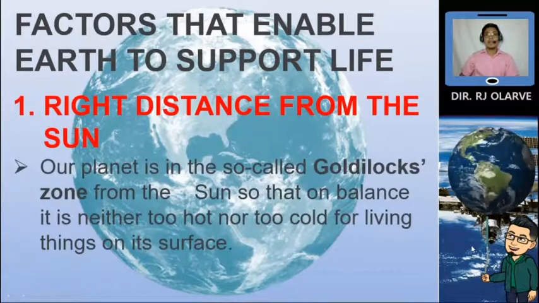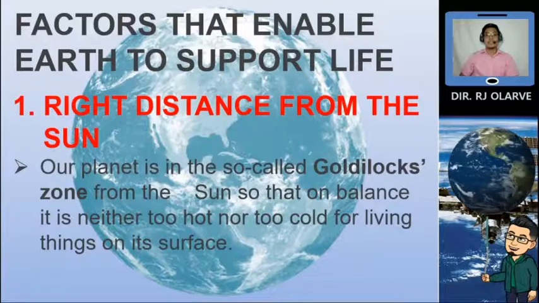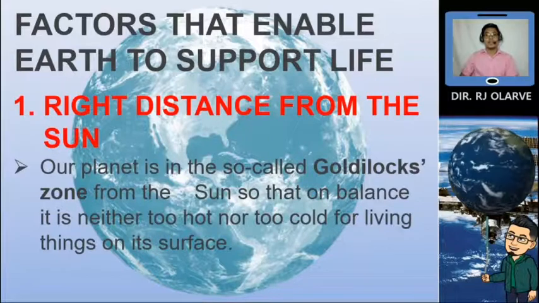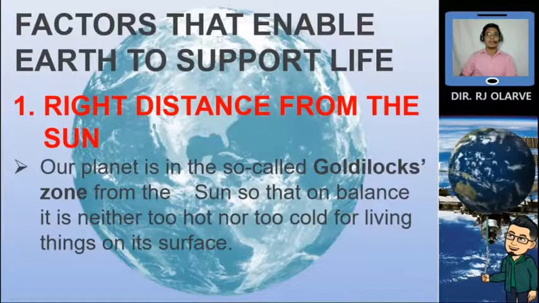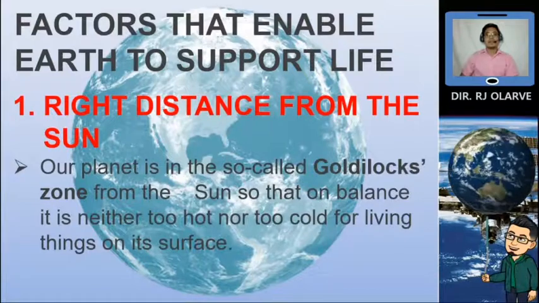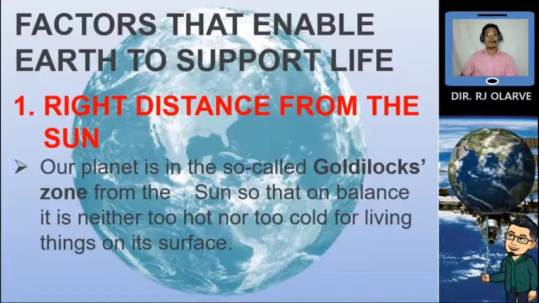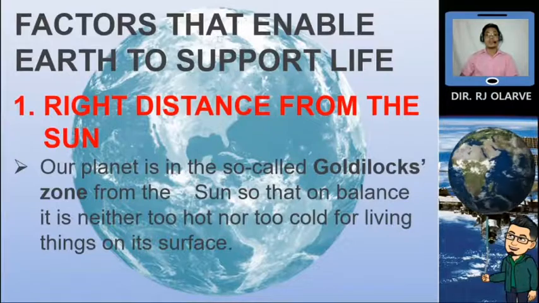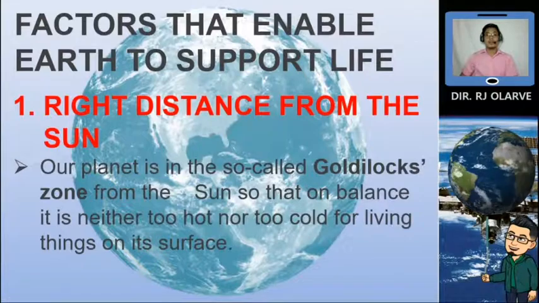Another thing is our planet is in the so-called Goldilocks zone from the sun, so that on balance it is neither too hot nor too cold for living things on its surface. So yung Goldilocks dito is hindi yung binibilhan mo ng cake, or ng mga sweet foods, but this Goldilocks zone is a zone wherein located yung planet Earth, kung saan right yung distance niya kung bakit meron siyang temperature that is neither too hot nor too cold for living things on its surface. And this temperature enables Earth to support life. So that's number 1, the right distance of planet Earth from the sun.